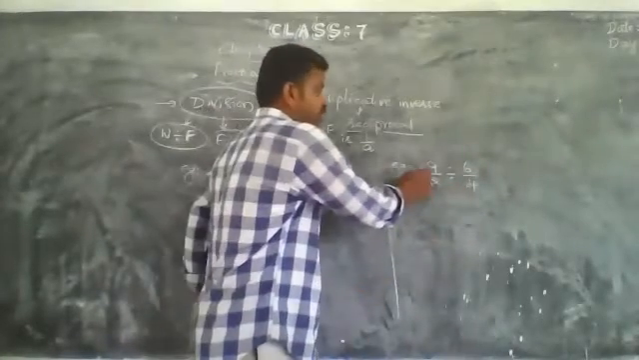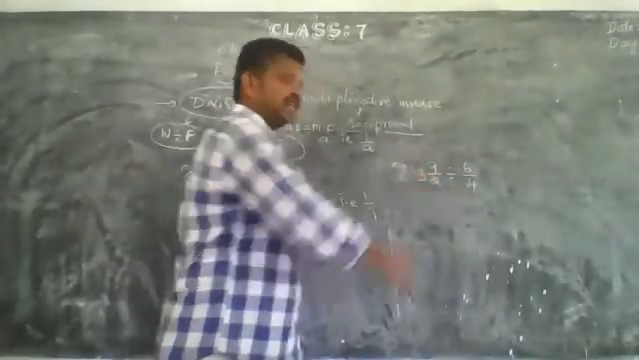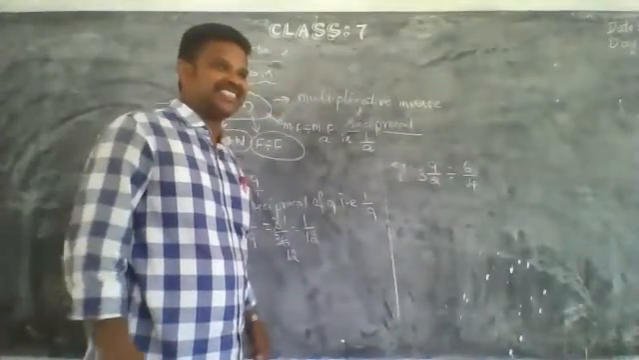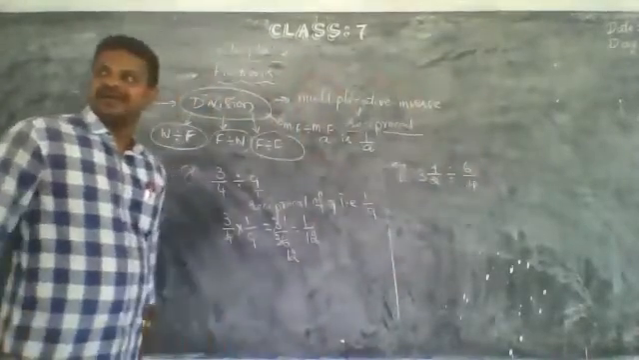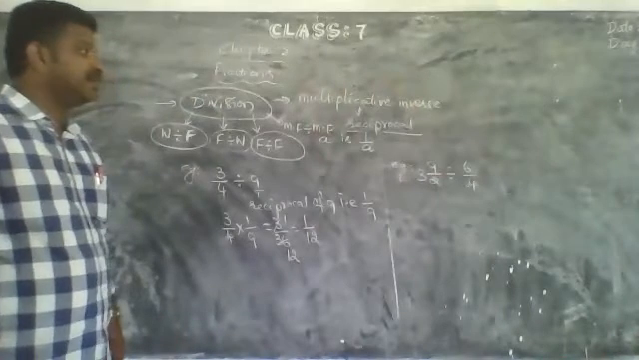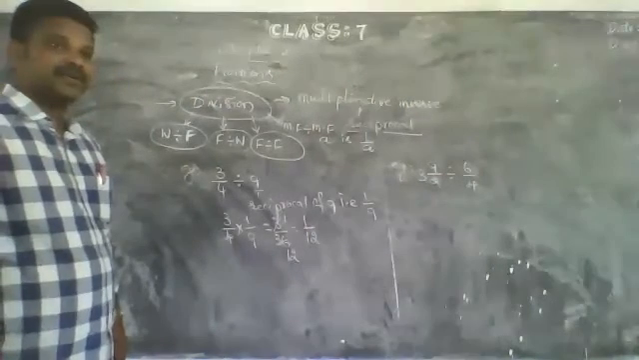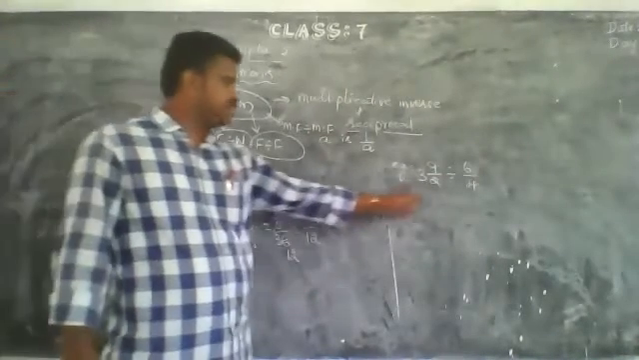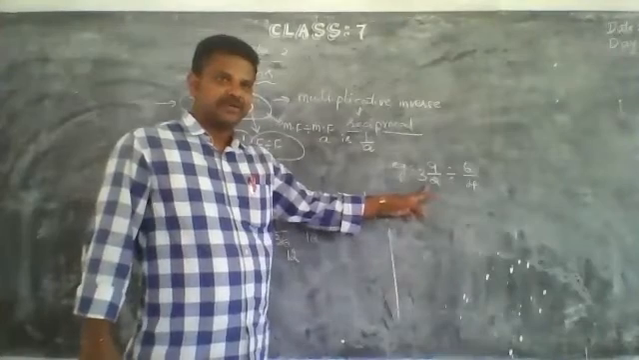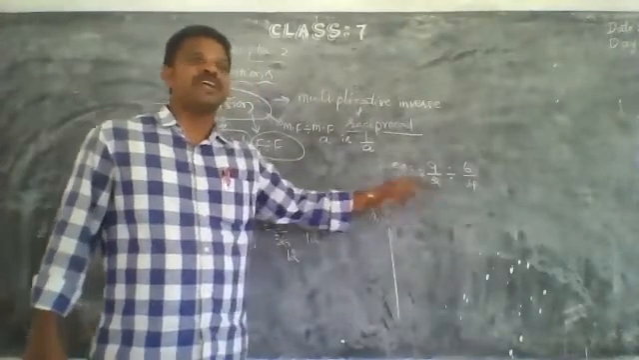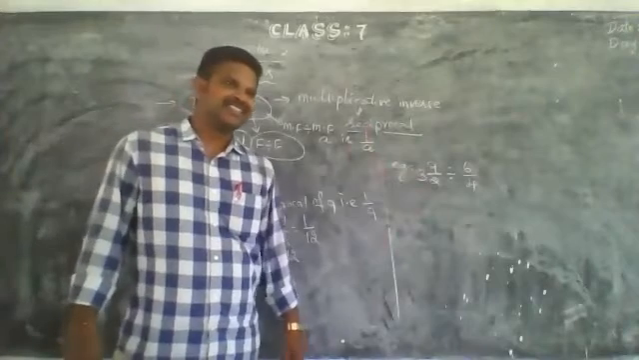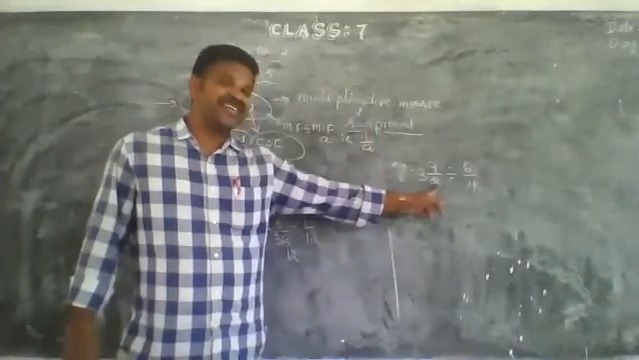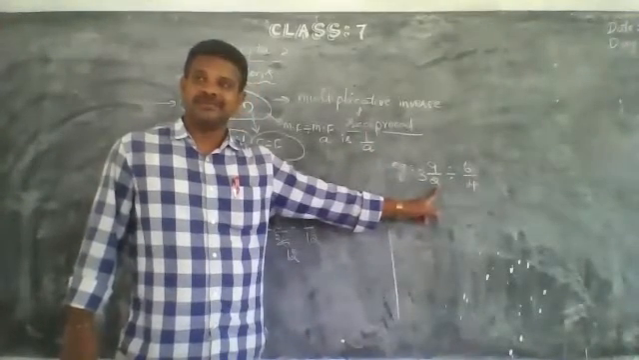But now I'm going to do this complicated sum. 3 9 by 2 divided by 6 by 4. Yes, this is a mixed fraction, you know. Sure? It's not a mixed fraction. 9 by 2 is an improper fraction.